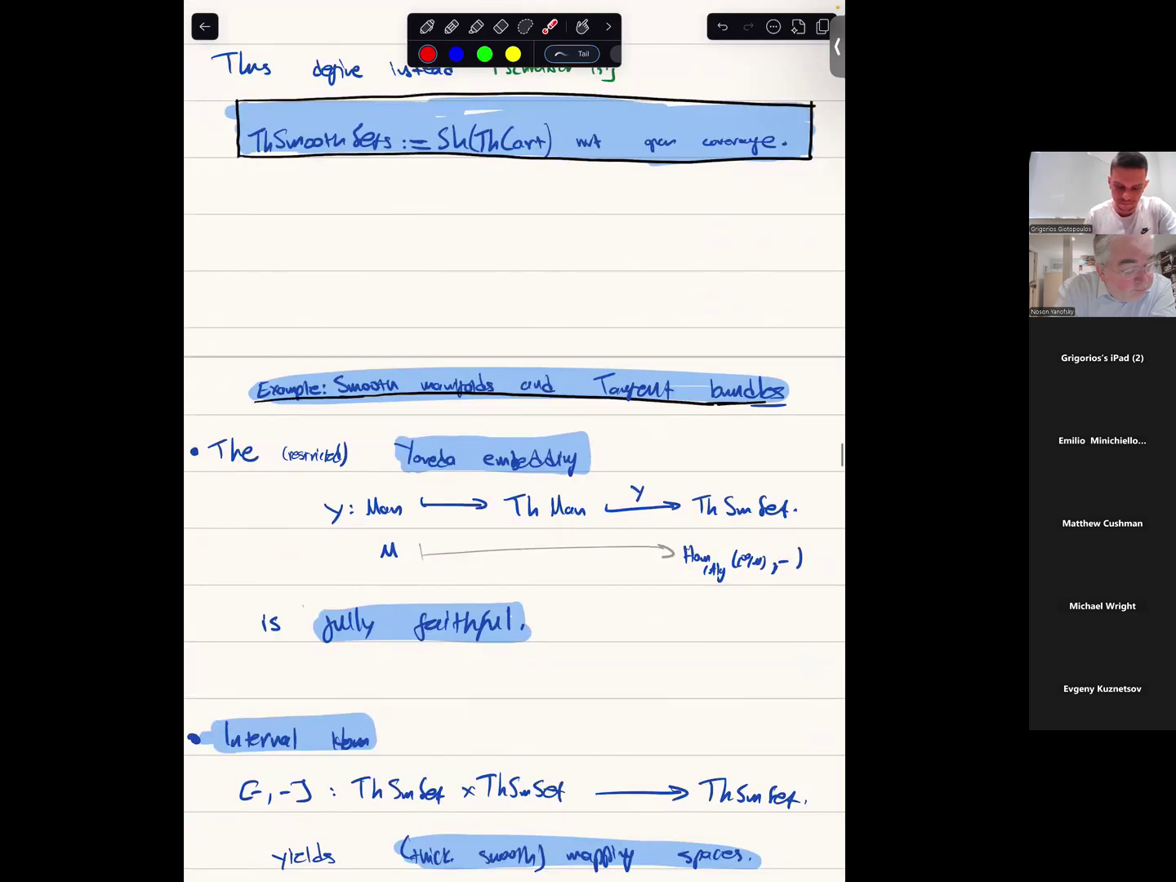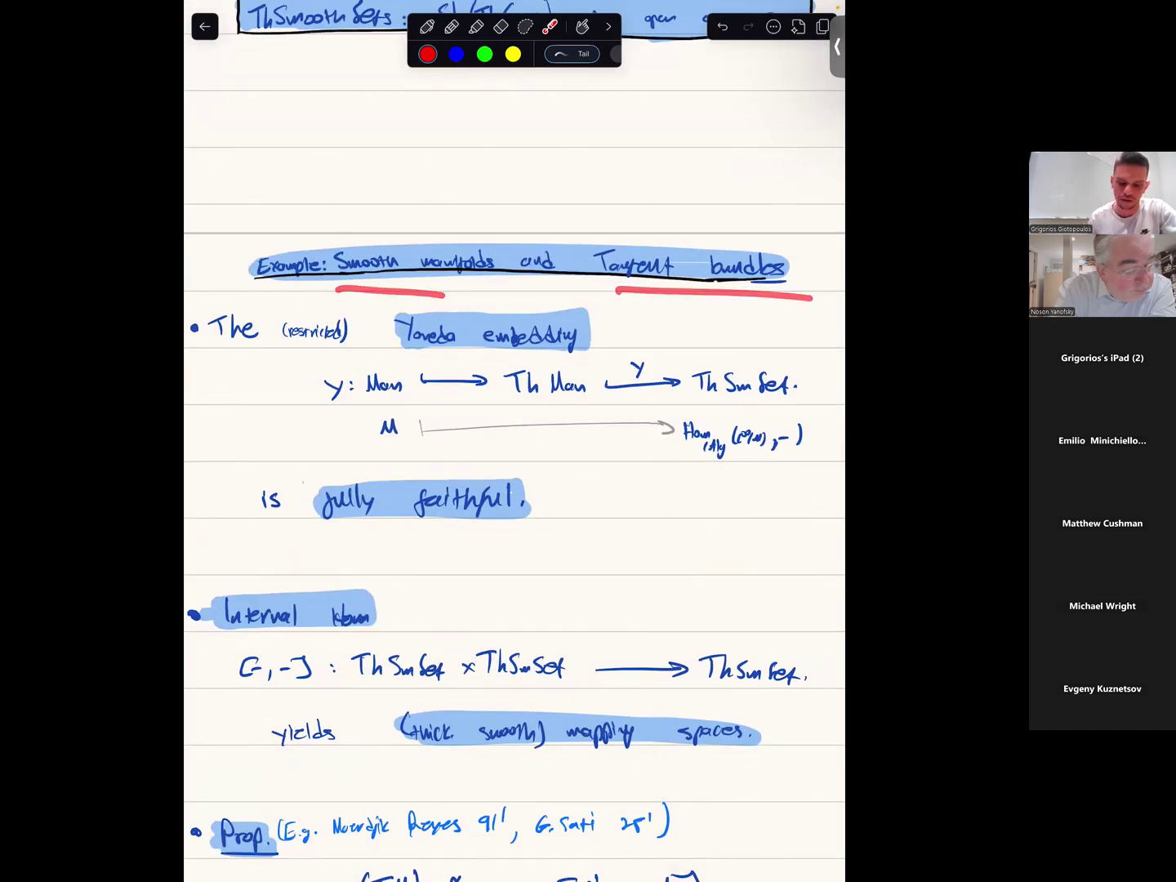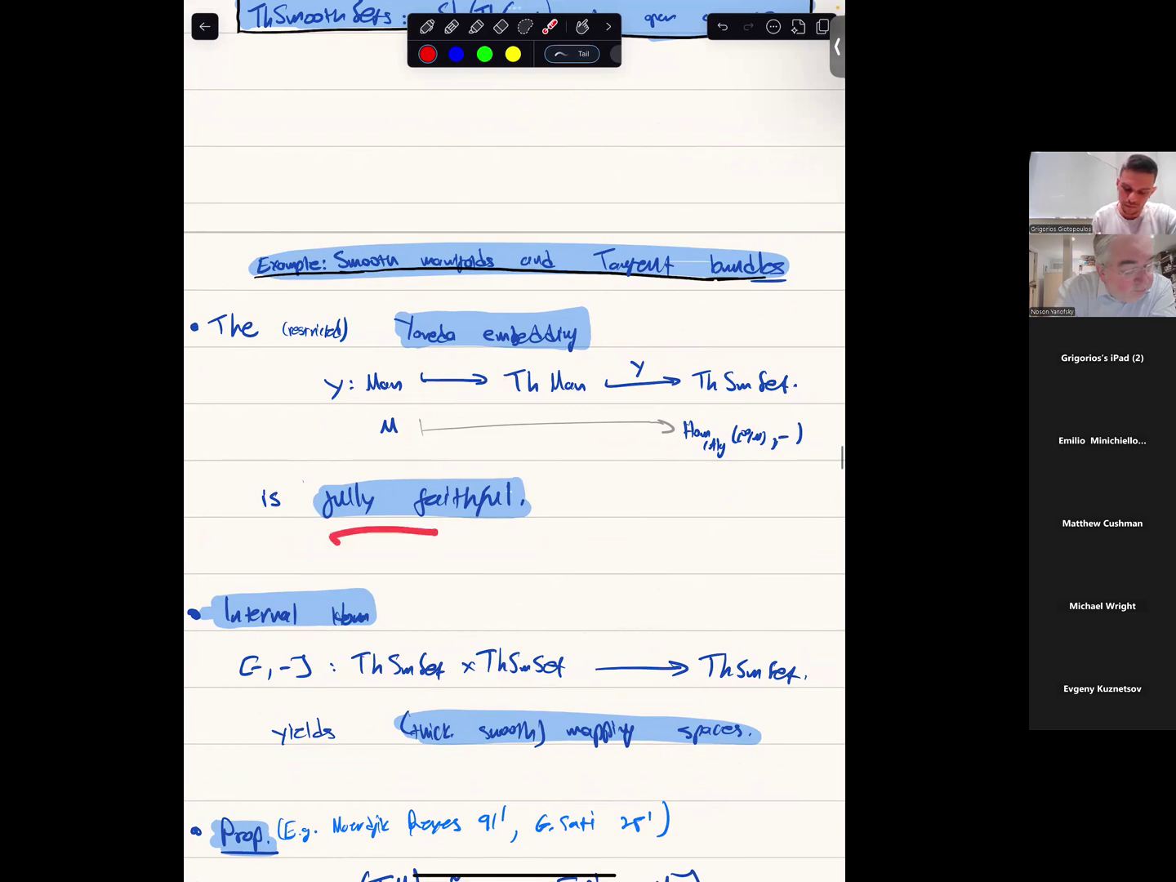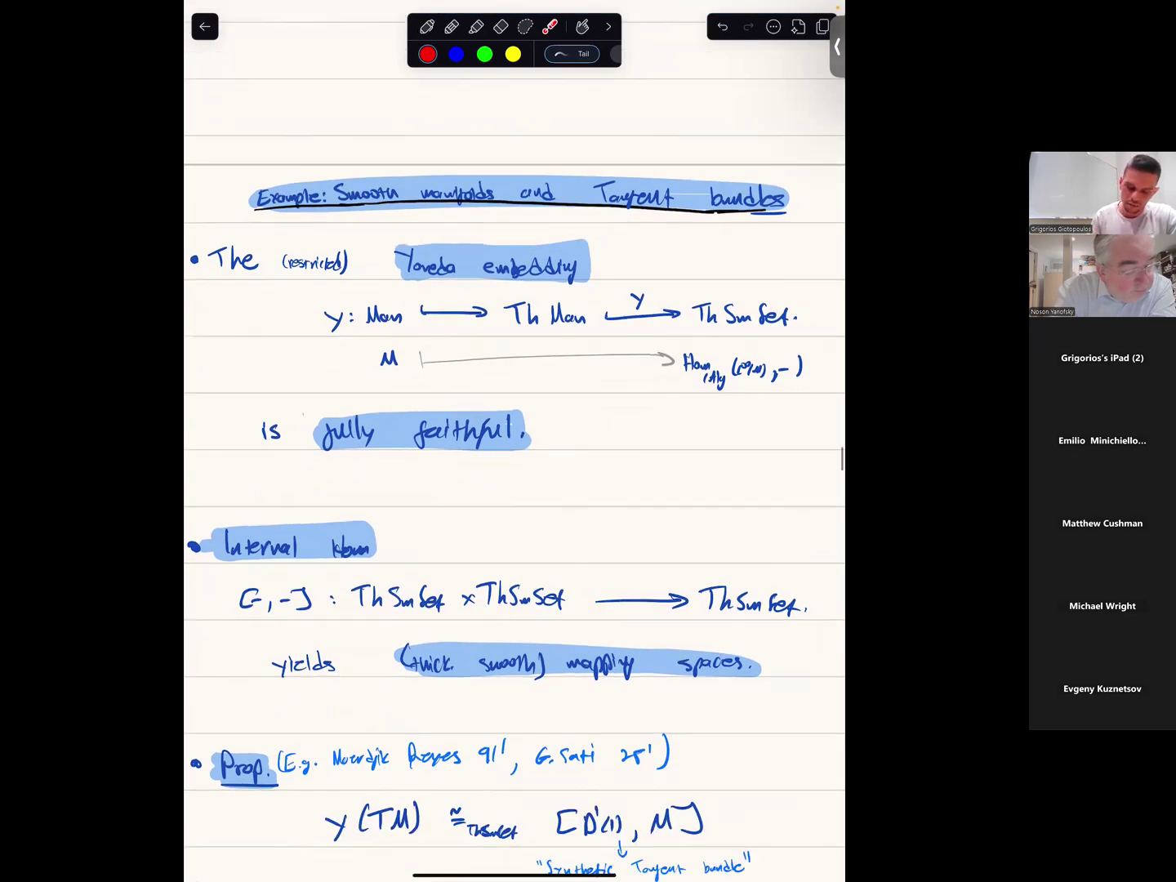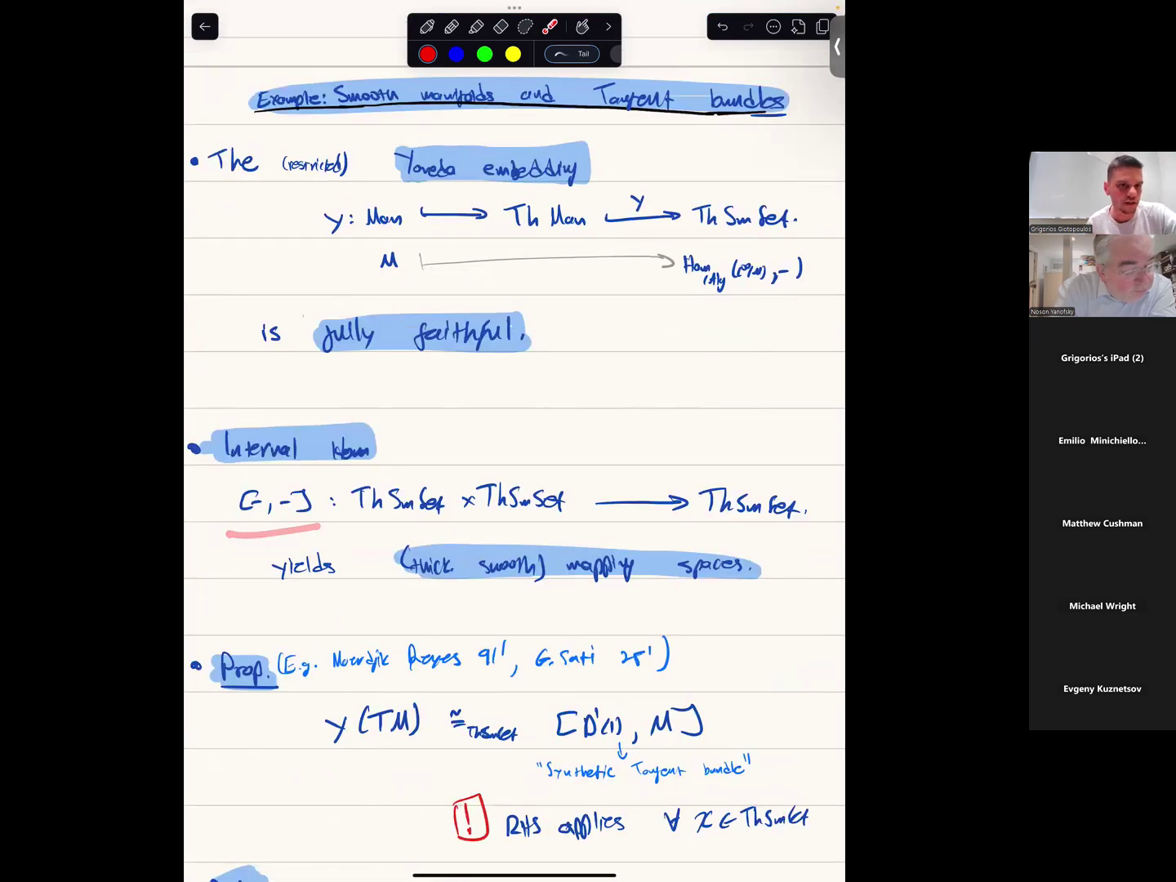Okay, examples: smooth manifolds and their tangent bundles. As I said, the unit embedding not only embeds any thickened manifold into thickened smooth sets, but also any unthickened one, because these canonically embed into thickened manifolds. So this is fully faithful. And being a presheaf category, it has an internal hom functor, which yields a notion of thickened smooth mapping spaces.